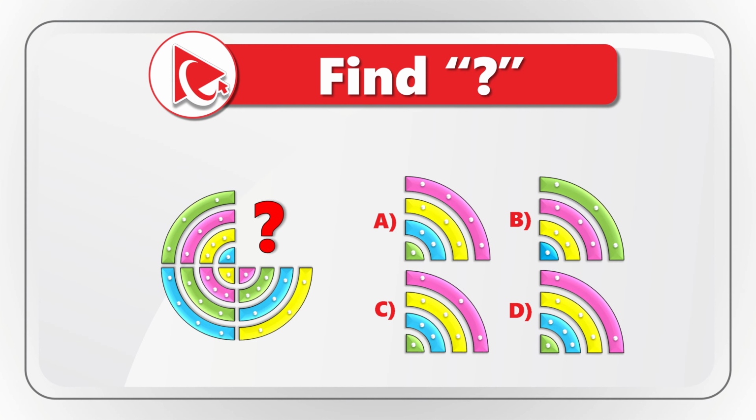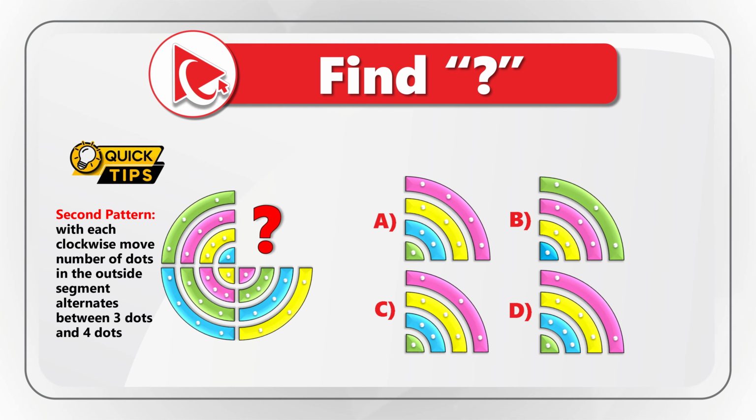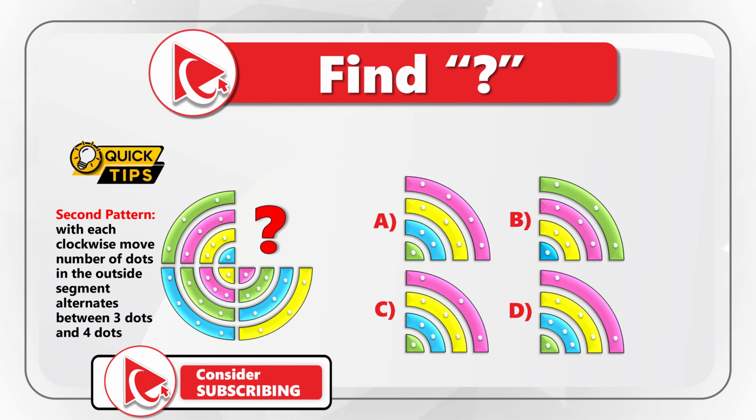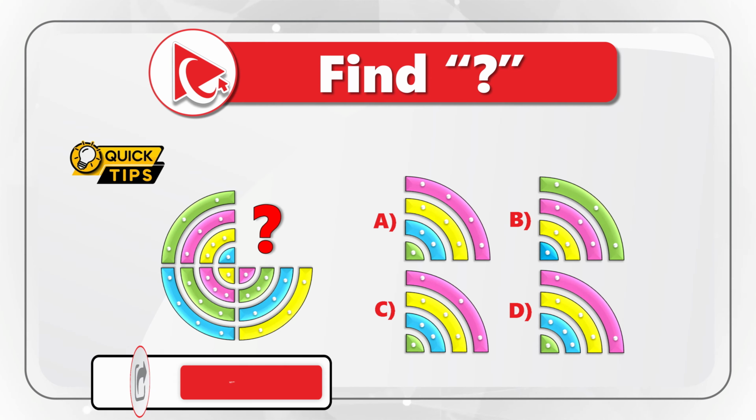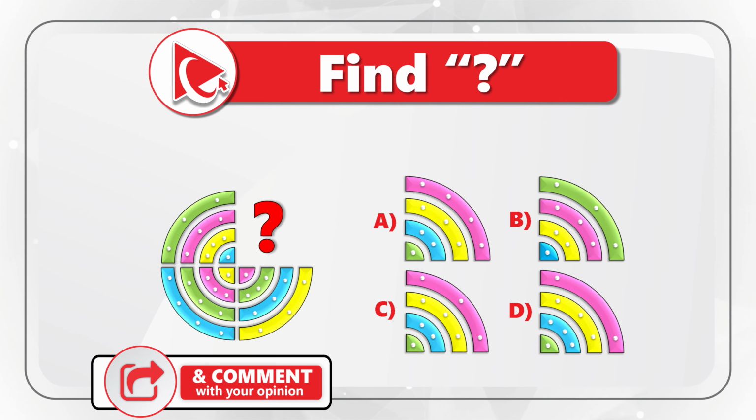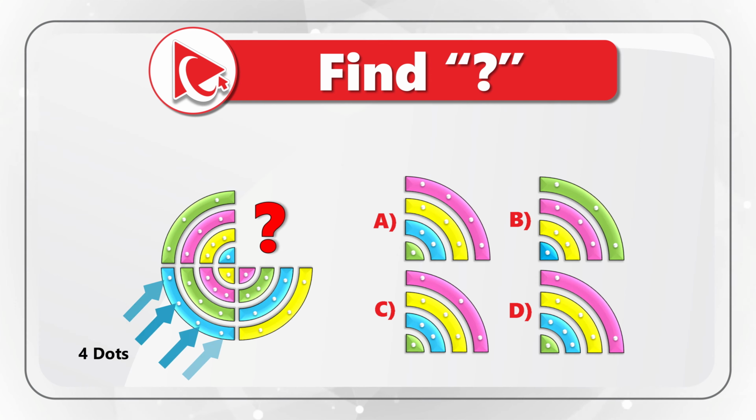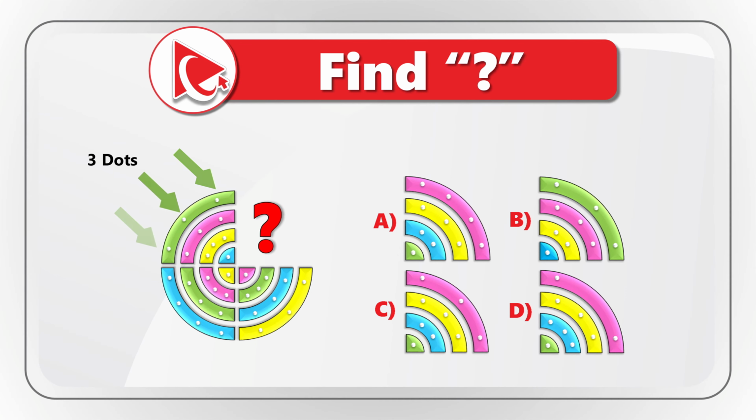But color moving to the outside is not the only pattern here. The second pattern is that with each clockwise move, the number of dots in each section alternates between 3 and 4, but only on the most outside segments. Let's take a close look. If you look at the yellow segment at 5 o'clock, you see that there are 3 dots. Then we move to the 7 o'clock segment, and you see that the blue one has 4 dots. Next one, the green segment, has 3 dots again, which means that the missing section should have 4 dots.